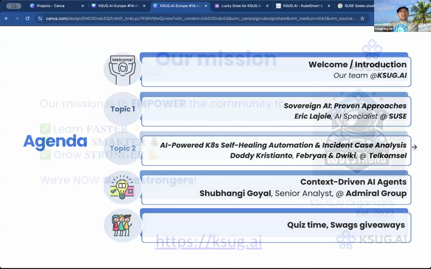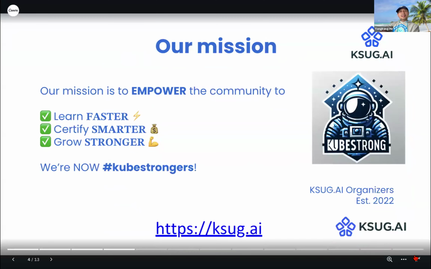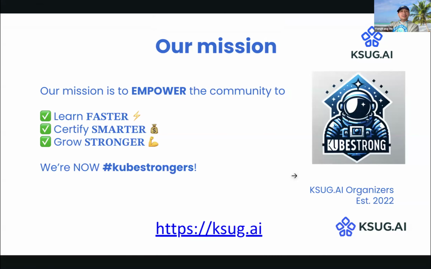So let's continue. I will do a little bit of intro of our community here. Our mission, as I mentioned earlier, is purely to empower the community to learn faster, to certify smarter, to grow stronger. And if you remember the screen I shared earlier, we just got over 180,000 people. Most of them are technical people. They follow our social platforms to join us, to learn, to get certified, to grow stronger.